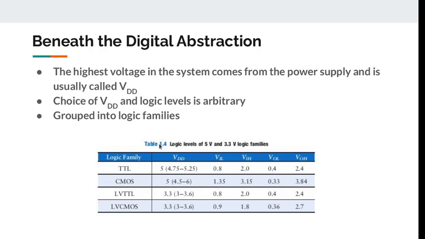So we develop some standards, and every component, every gate has to accept a working voltage and has to produce the same working voltage. The highest voltage in the system will come from the power supply, and so of course my power supply can provide for parts of my system like 20 volts, for other parts 10 volts or 5 volts. But the power supply is going to define that part of the system. It's going to use this voltage, and it's called VDD. And so, as I said before, the choice of the VDD and the logical levels are arbitrary.